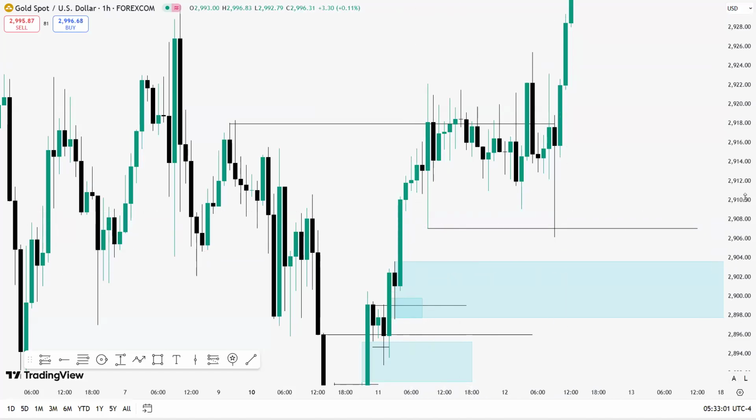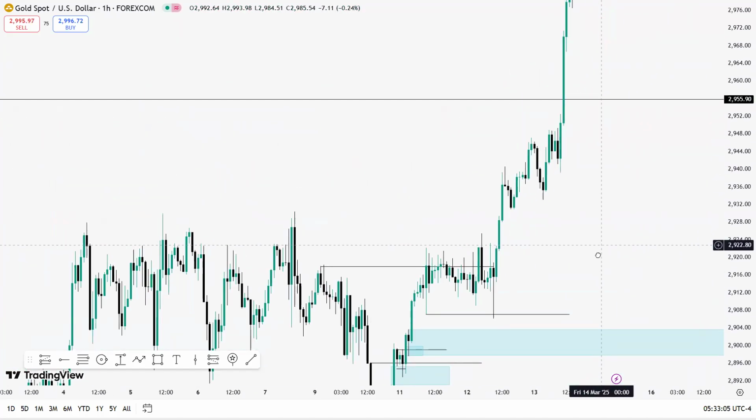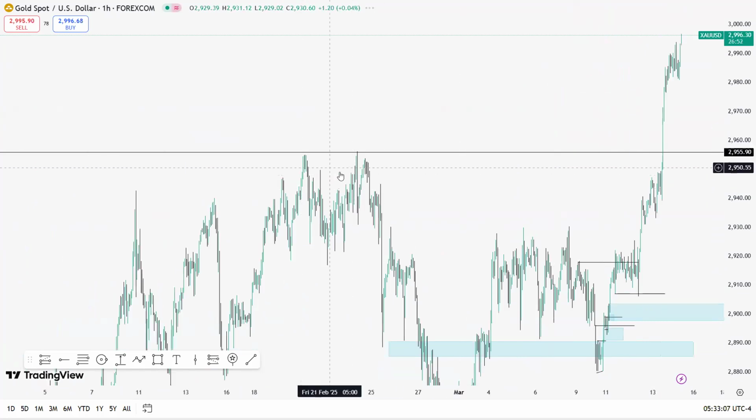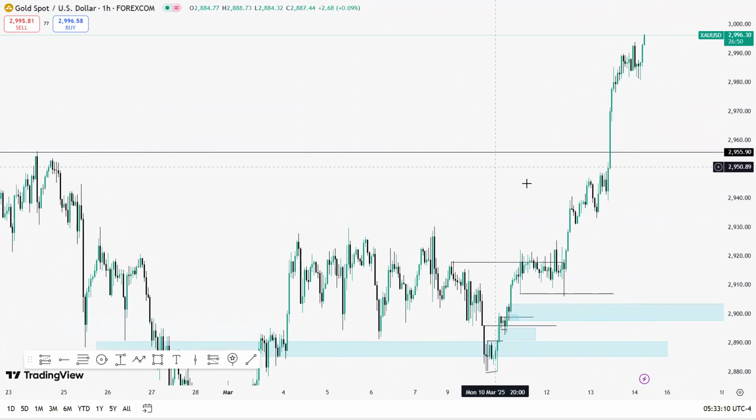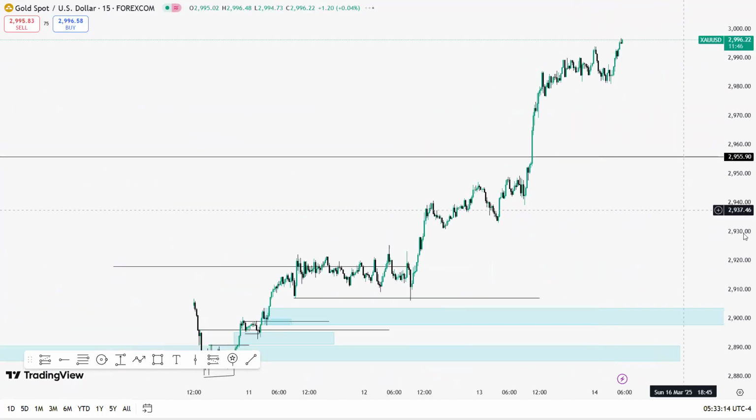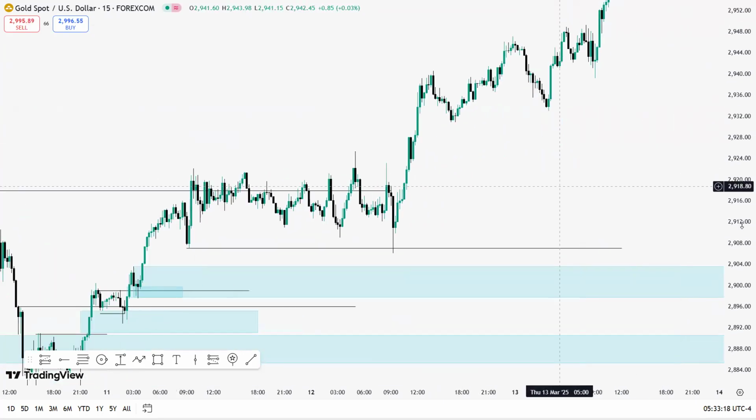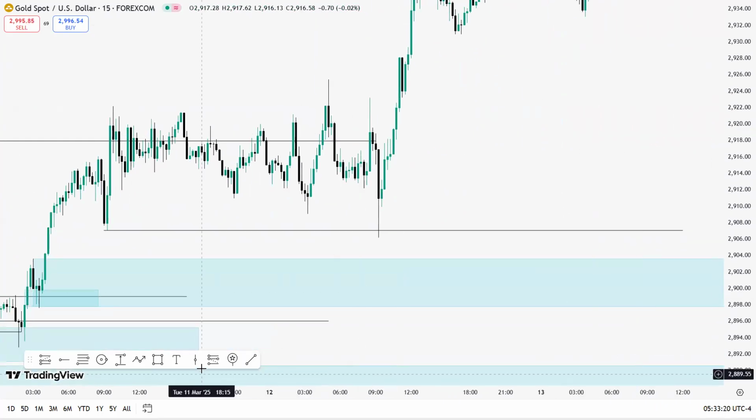It's the reason why we didn't get here. And price created that expansion. Bah! Into the drawn liquidity like we outlined on the daily time frame. This is crazy. Crazy, crazy. So how would I have gotten an entry here?